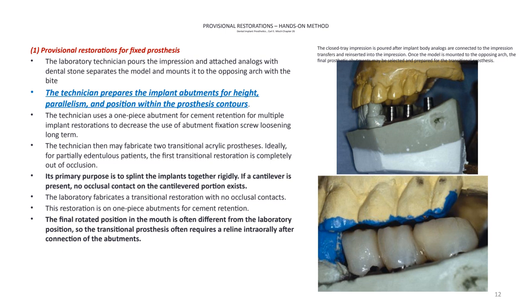The technician might fabricate two transitional acrylic prostheses, ideal for partially edentulous patients. The first transitional restoration is completely out of occlusion. So this is a very important point, and sometimes this is required by the dentist. The first set of the provisionals are used temporarily, and the dentist would like to have the restoration out of occlusion. So therefore, there is not too much pressure put on the implants during the healing and osseointegration process, okay?